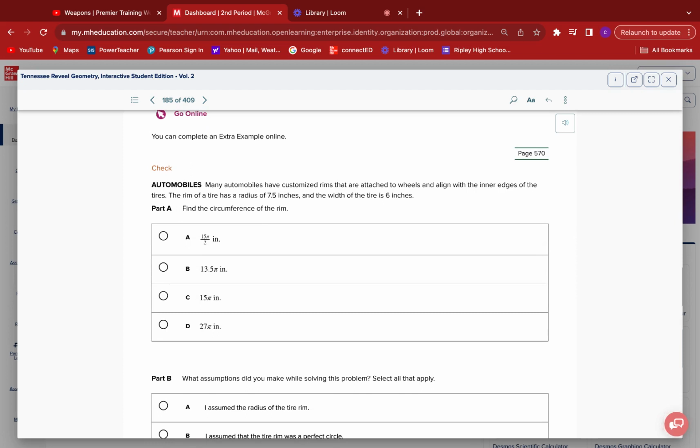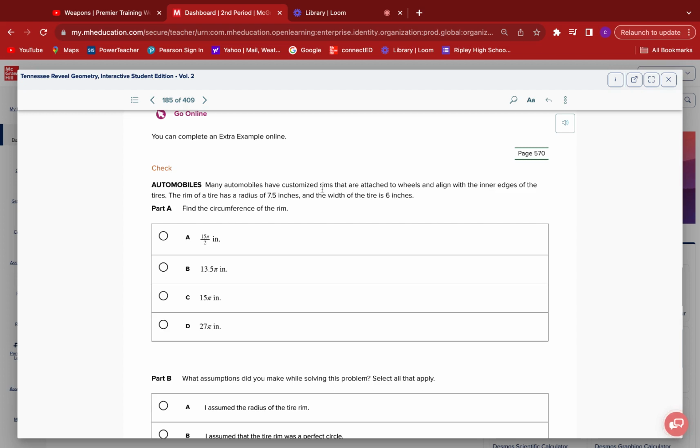Automobiles. Many automobiles have customized rims that are attached to wheels and align with the inner edges of the tires. The rim of a tire has a radius of 7.5, which means you're going to multiply that by 2 to get the diameter, and the width of the tire is 6 inches. Find the circumference of the rim. Well, that means the tire has nothing to do with the problem. The 6 has nothing to do with the problem.